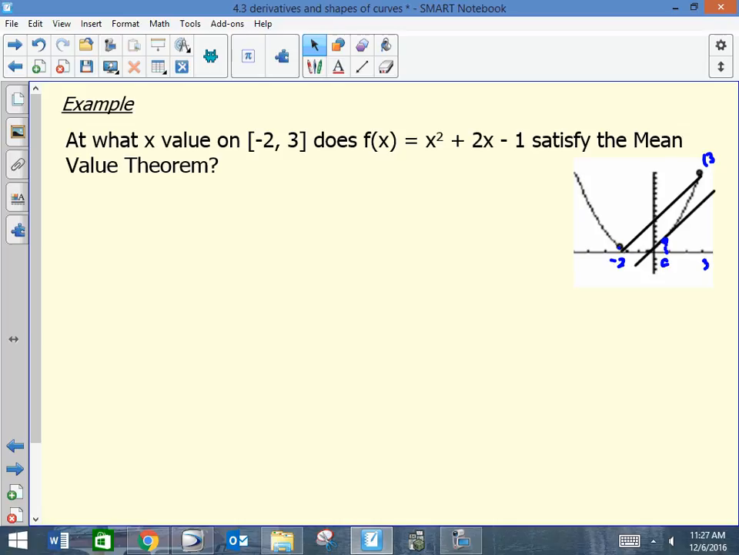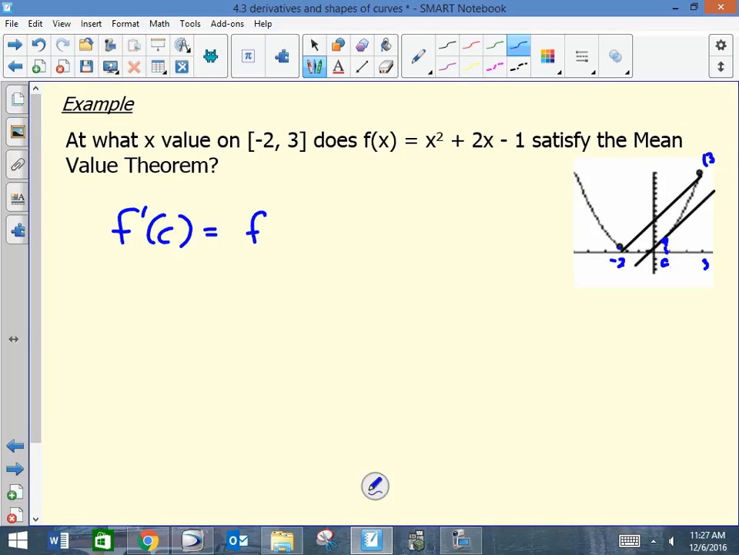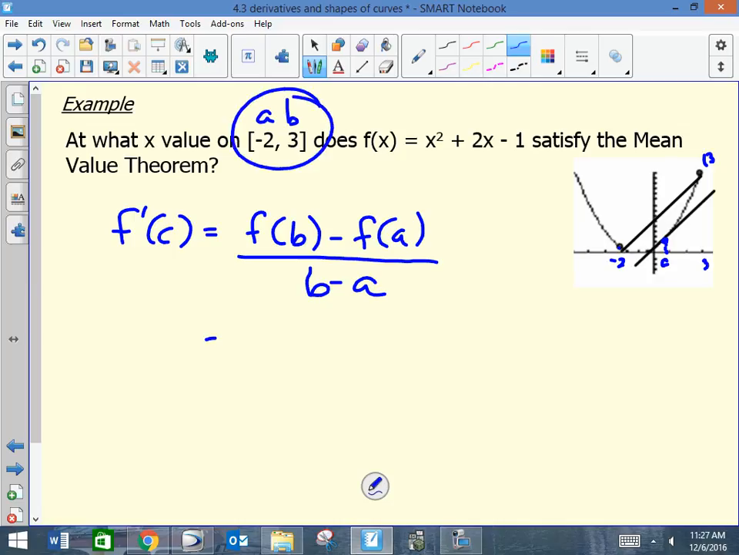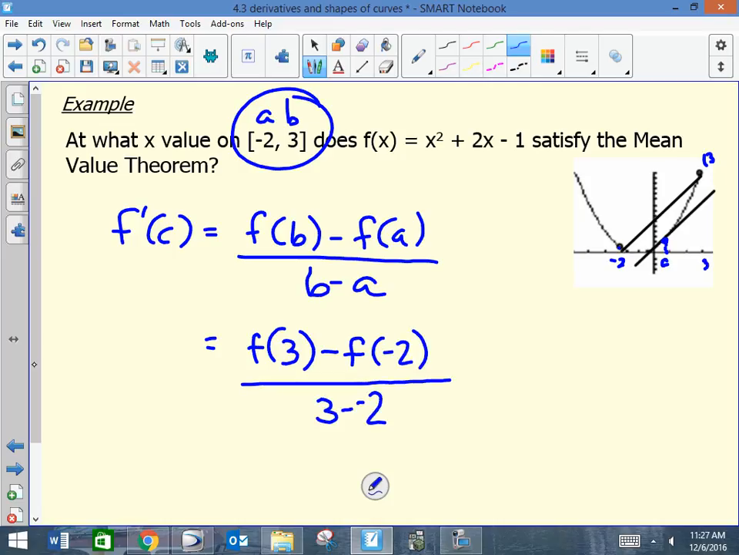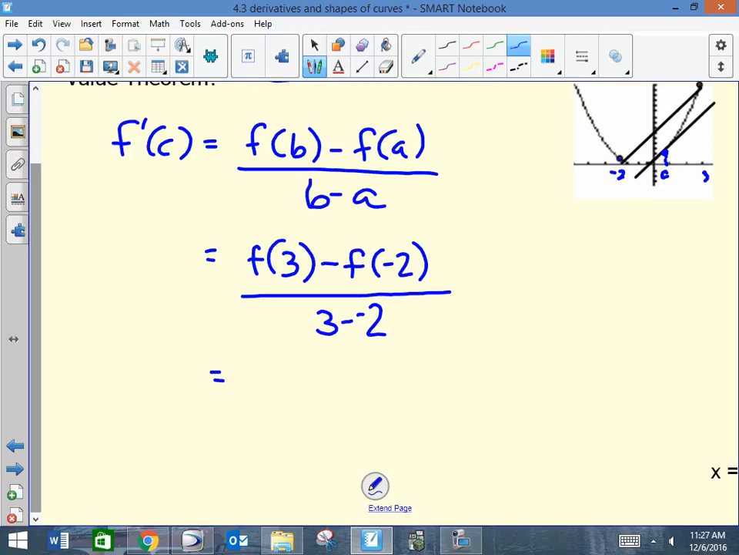It goes through C. Okay, so the mean value theorem says f prime of C equals f of B minus f of A over B minus A. All right, let's determine, first of all, what's A and B? That's right. A and B is right here. So I'm just going to fill this in. F of 3 minus f of -2 over 3 minus -2. All right. I'm just going to keep going here.